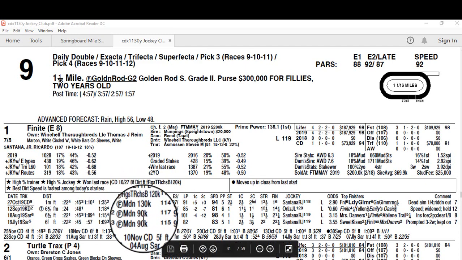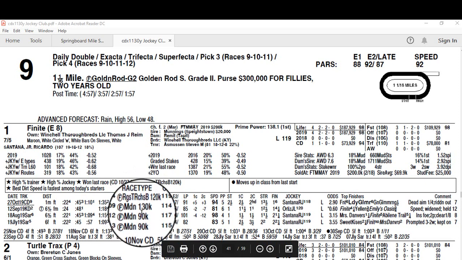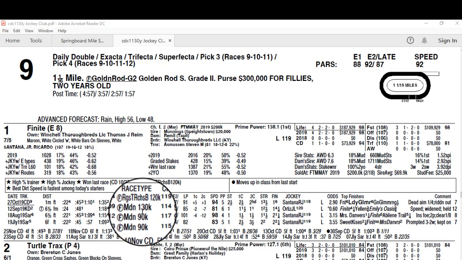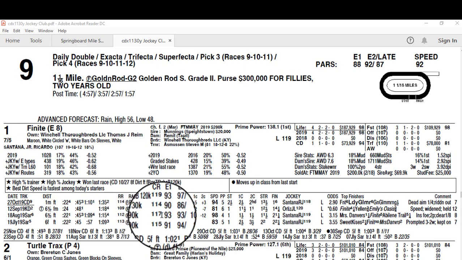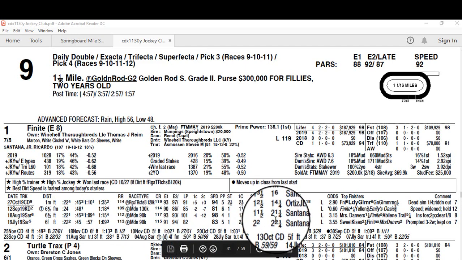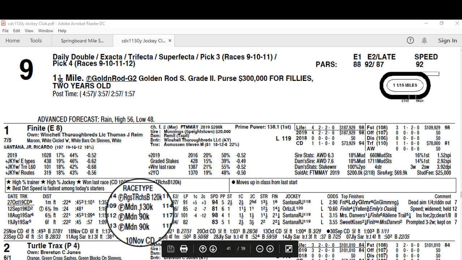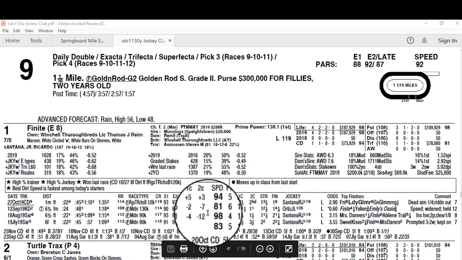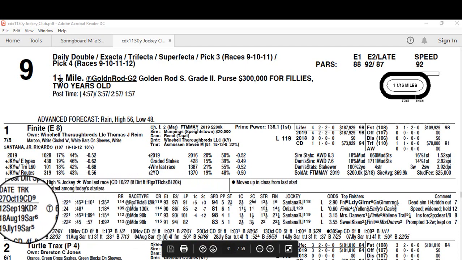So as you see, look at this class level. This horse is going up in class. It went from a maiden 90K at Saratoga, which is very tough to win at. Came in second. Finally broke its maiden because it finally won at Kentucky Downs. That's what the KD means.